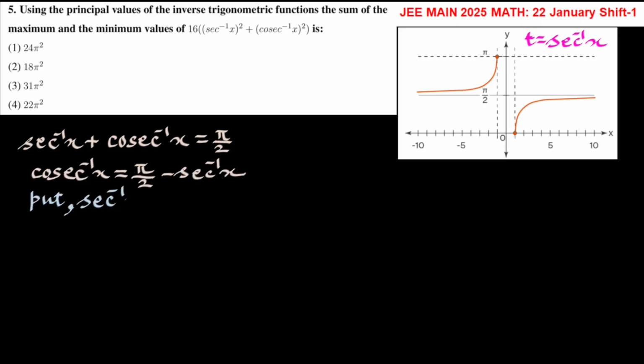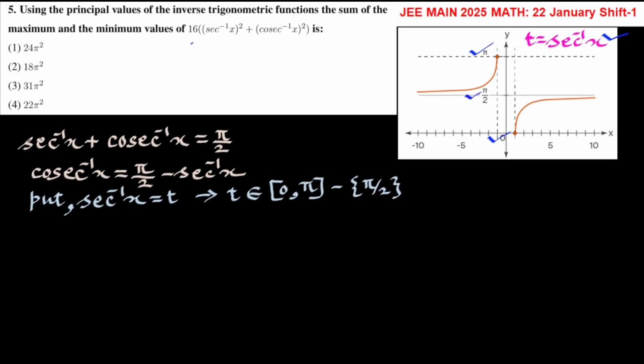Let us put sec inverse x equals t, where t, that is the range of sec inverse x, belongs to 0 to pi, as can be clearly seen in the graph of sec inverse x here, 0 to pi, from which we have to exclude this pi by 2.